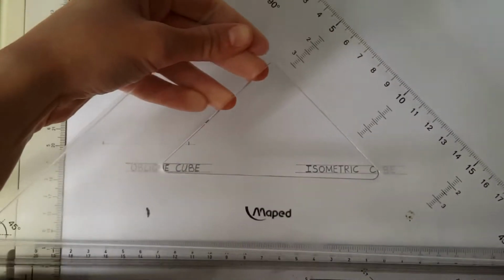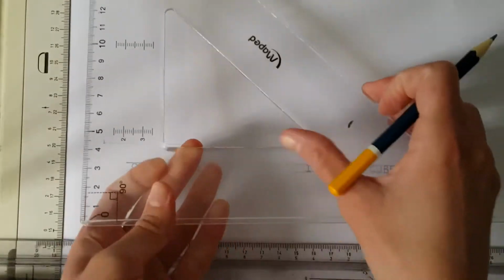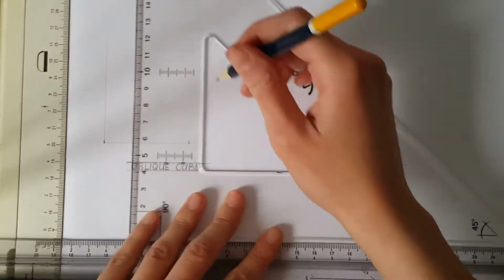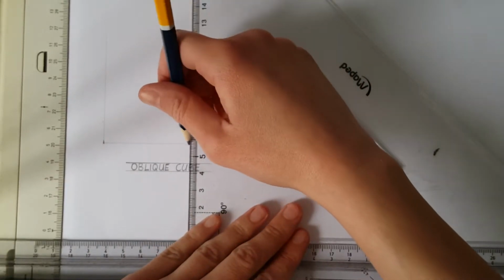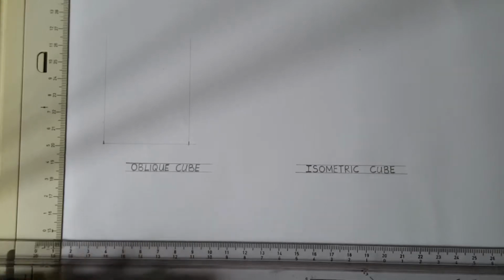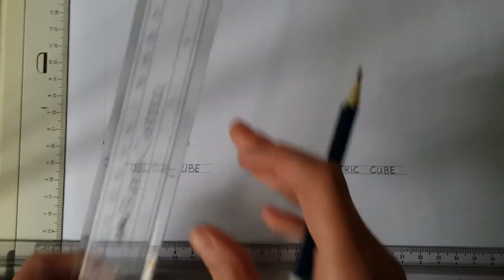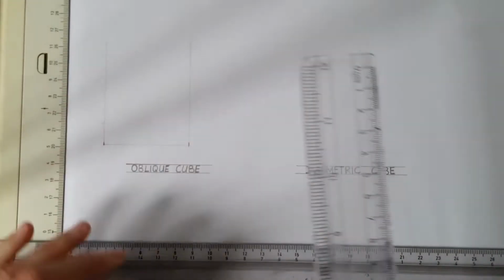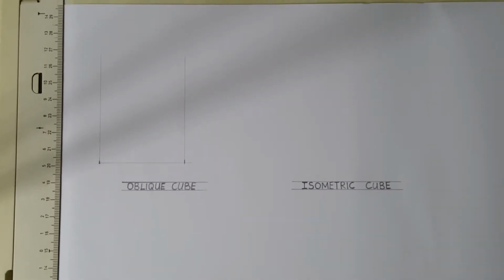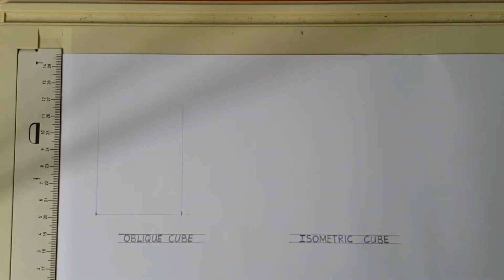Now let's use our set square and rest it on top of our T-square and draw our perpendicular lines. Now both these vertical lines have to be, once again, since we are drawing a cube, they have to be of a length of 50 millimeters.